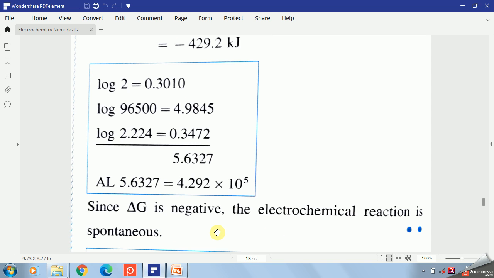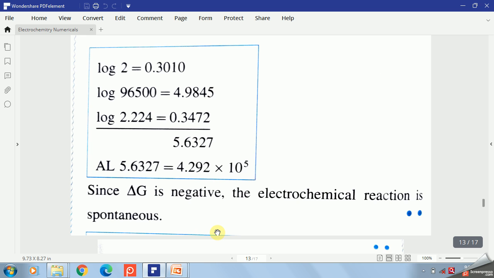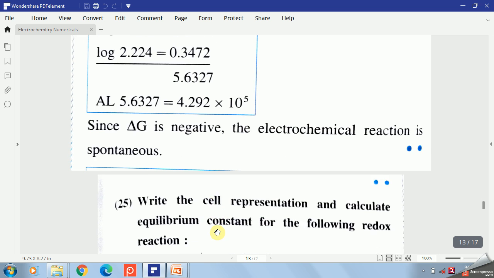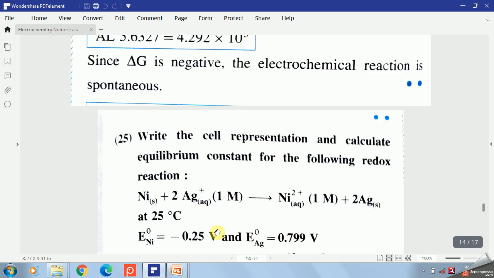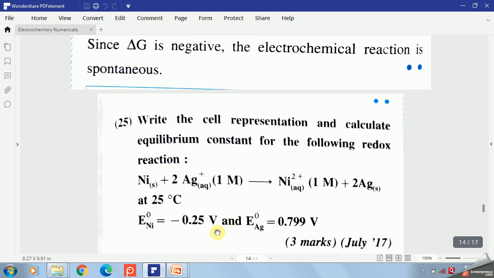If delta G is positive, your electrochemical cell is non-spontaneous. The next numerical is: write the cell representation and calculate the equilibrium constant for the following redox reaction. This numerical was asked for 3 marks in July 17. So see the overall reaction: Ni solid plus 2 Ag+ aqueous 1 molar gives Ni2+ aqueous 1 molar plus 2 Ag solid at 25 degrees centigrade.